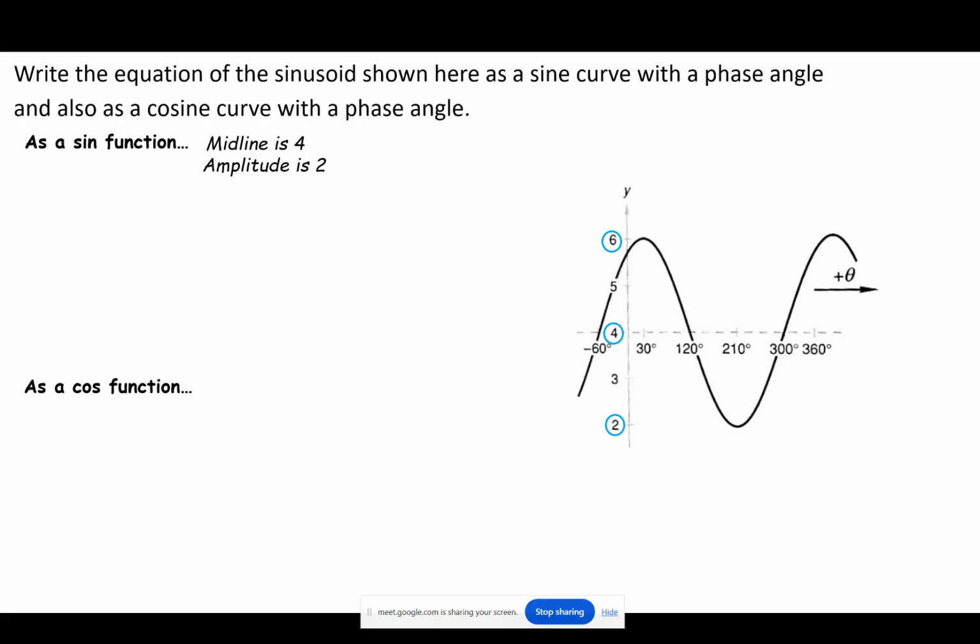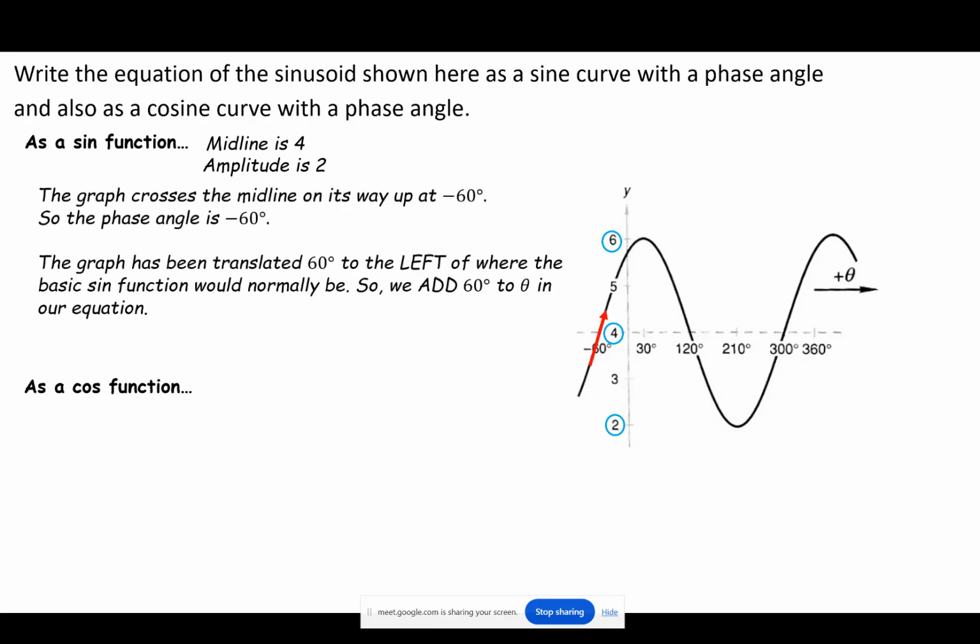And then we need to talk about the phase angle. If we're looking at writing this as a sine function, we're looking at the place where this graph crosses the midline on its way up. You can see that is happening at negative 60. So the graph has been scooted to the left 60 degrees, and to do that, I'm going to need to make it theta plus 60. So the phase angle is negative 60.